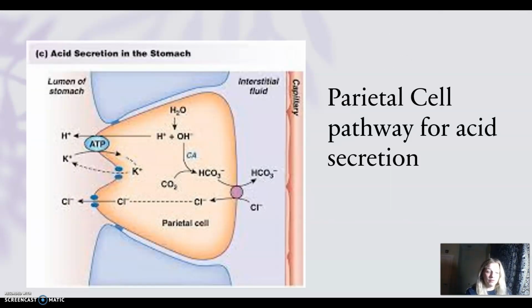So this is a diagram that I got from our textbook about the parietal cell pathway for acid secretion, and this path begins when hydrogen from water inside the parietal cell is pumped into the stomach lumen by the hydrogen potassium ATPase in exchange for potassium coming into the cell. Then chloride follows the electrical gradient created by hydrogen by moving through open chloride channels. The result of this is secretion of hydrogen chloride by the cell.